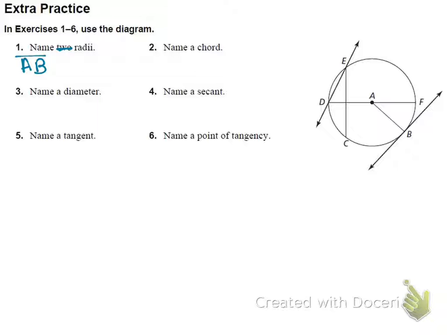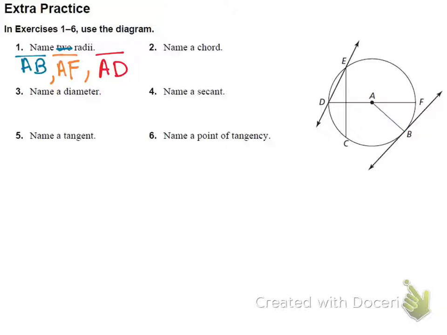AB. Make sure you put a line above it. AB. What is another example of a radius? AF. Line above it. And then the last one, AD, with a line above it. So those are your radii. There are no more of them.